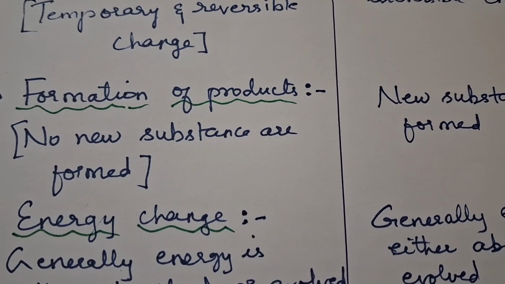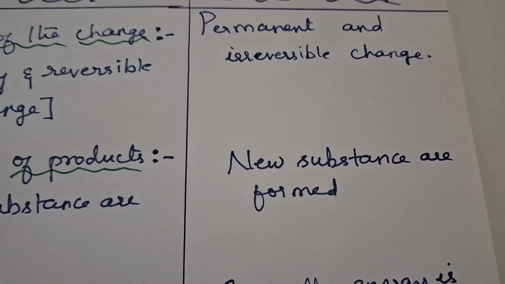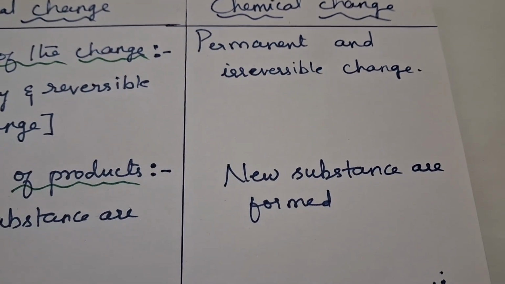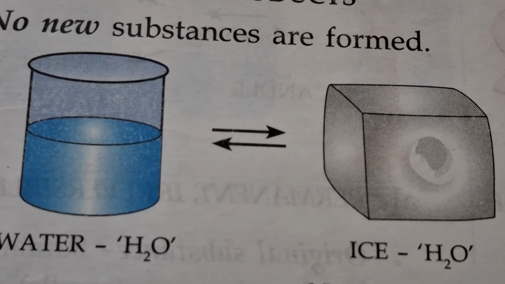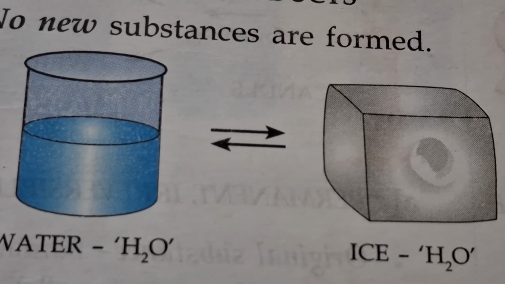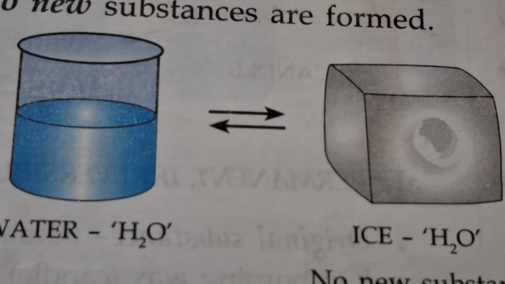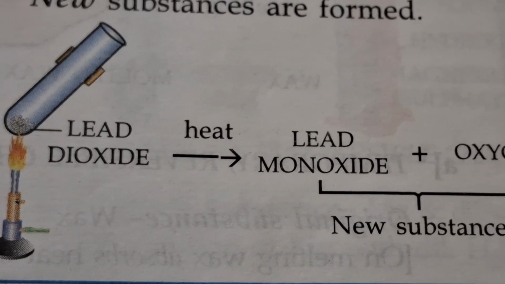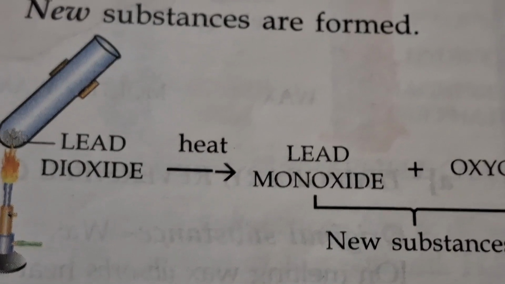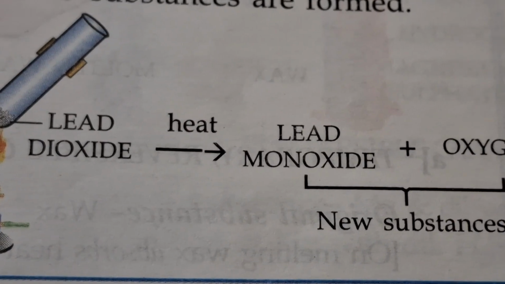Formation of products: in physical change, no new substance is formed, whereas in chemical change, new substances are formed. Water on freezing changes to ice, and on melting it changes back to water. So no new substance is formed. Lead dioxide on heating gives lead monoxide, a new substance, with the evolution of oxygen gas.